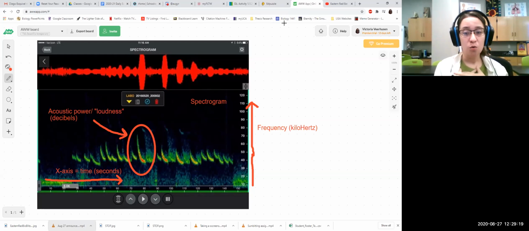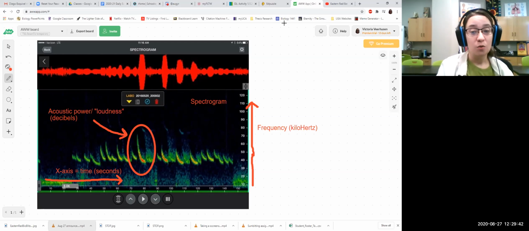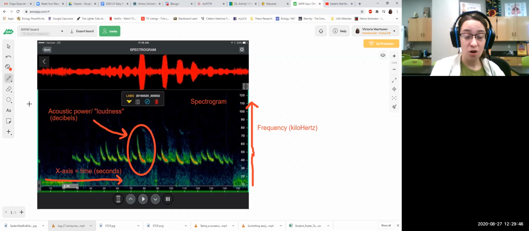Okay. So, what this program does is that one, it records the ultrasound, and two, it can actually convert the ultrasound into our normal range of hearing so that we can actually hear the bat call, which is really neat because normally we can't. So here I have the bat call of an eastern red bat.